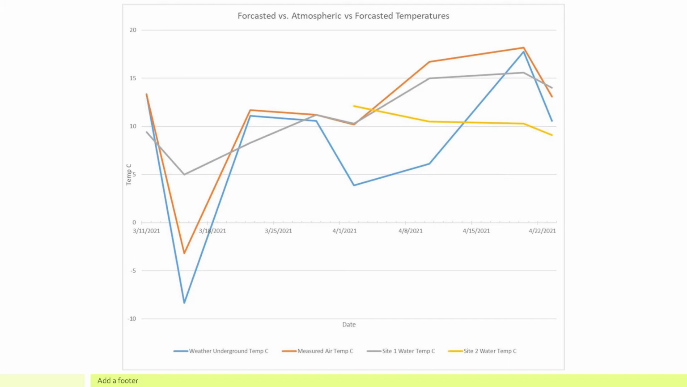The maximum forecasted humidity was 93%. The minimum was 32%, and the average was 48%. For measured atmospheric relative humidity, the maximum measured amount was 53.72%. The minimum was 24.44%, and the average was 39.91%.